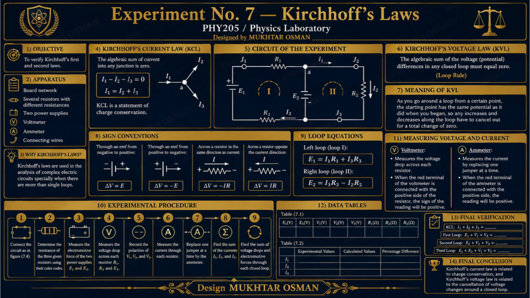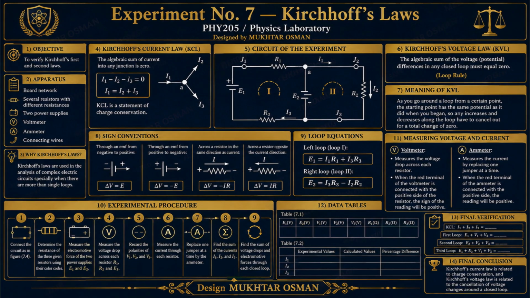11. Measuring voltage and current. A. Voltmeter. 1. Measures the voltage drop across each resistor. 2. When the red terminal of the voltmeter is connected with the positive side of the resistor, the sign of the reading will be positive. B. Ammeter. 1. Measures the current by replacing one jumper at a time. 2. When the red terminal of the ammeter is connected with the positive side, the reading will be positive.